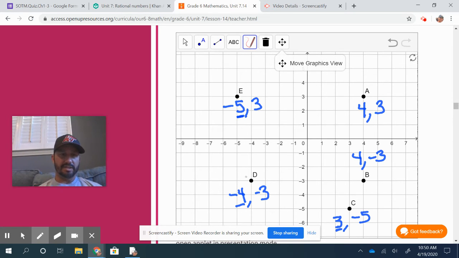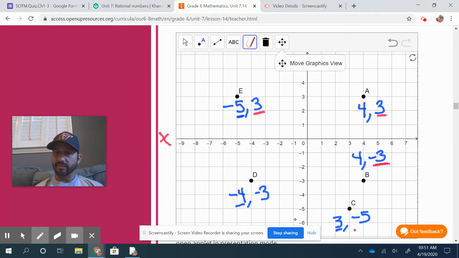The next question asks how far away from the y-axis is it? Or sorry, the x-axis. So now we're talking about the x-axis being the horizontal one. Since we're talking about the x-axis, that's going to deal with the y-coordinate. So for point E, the absolute value of 3 is 3. It is 1, 2, 3 points away from the x-axis. Same thing here. 1, 2, 3 points away. Absolute value of -3 is 3. So it is 1, 2, 3 points away.